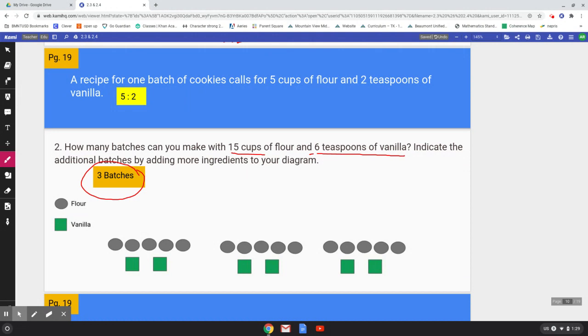So what I did here is I took this 1 batch and I did 5 times 3, and that gave me 15. But whatever I do to one side, I need to do the same thing to the other side. So 2 times 3 is 6. So that's how they got what they got. So for number 2, you're just writing 3 batches.